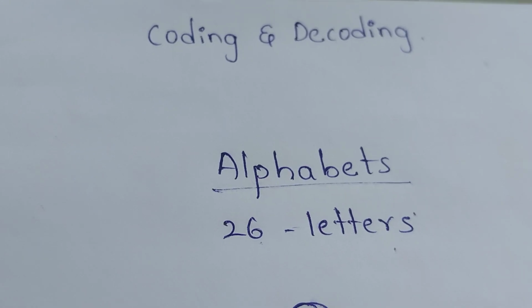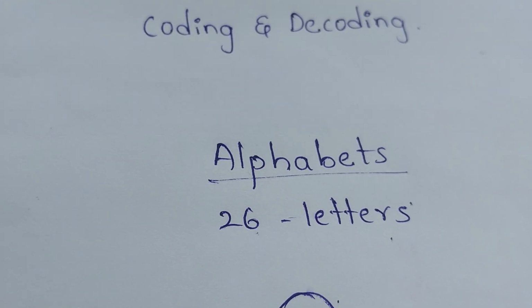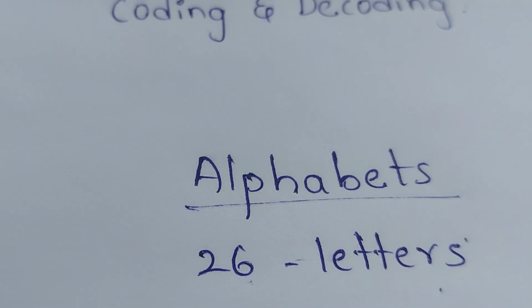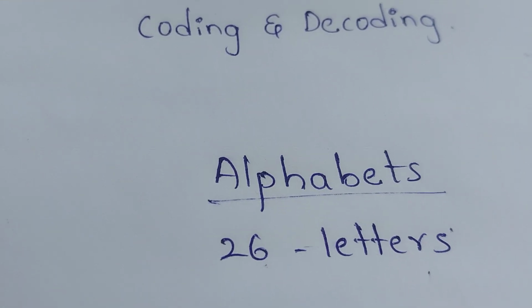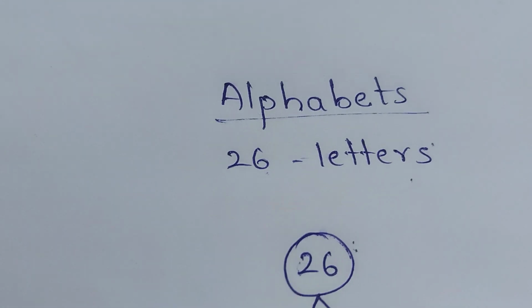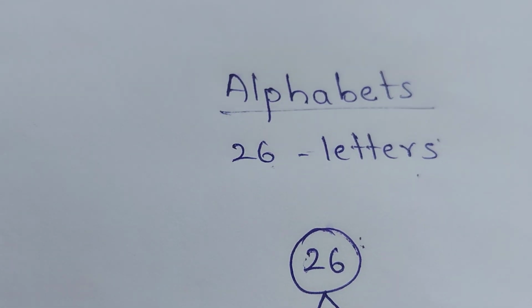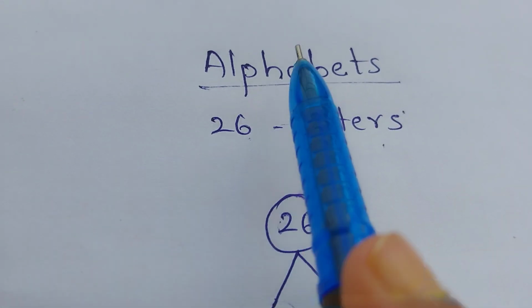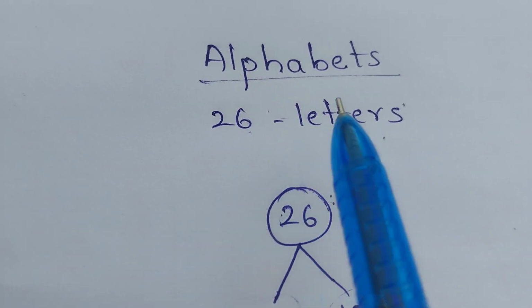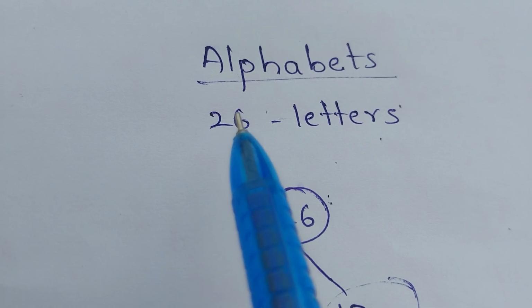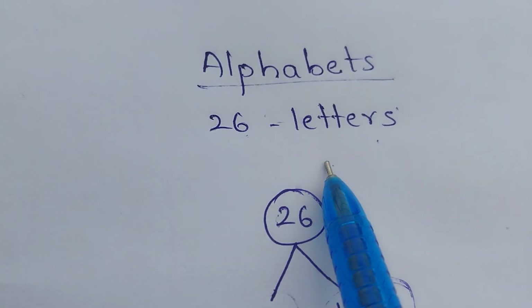This is one of the topmost topics in reasoning. To solve the problems in coding and decoding, alphabets matter more. It's not about the general alphabets that we have learned from KG to PG, but also about the numbers. See, each letter stands for a number.